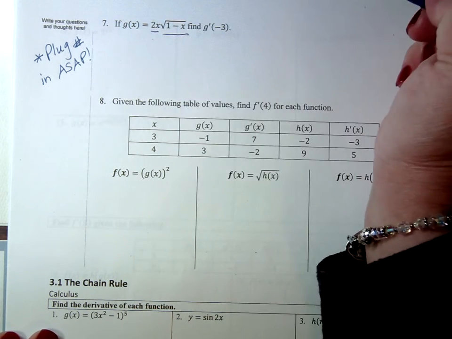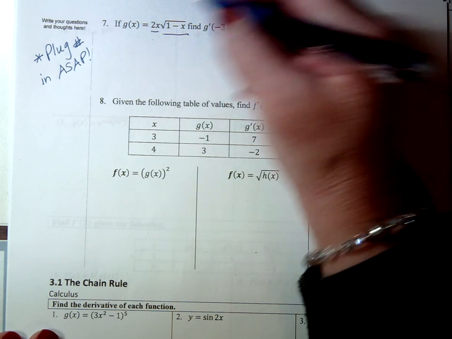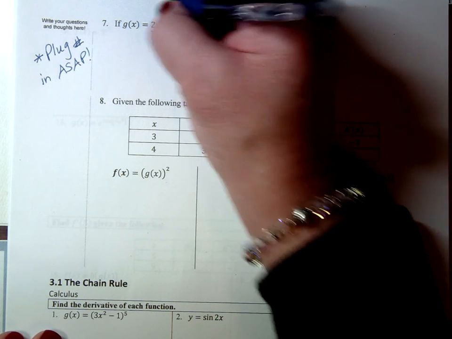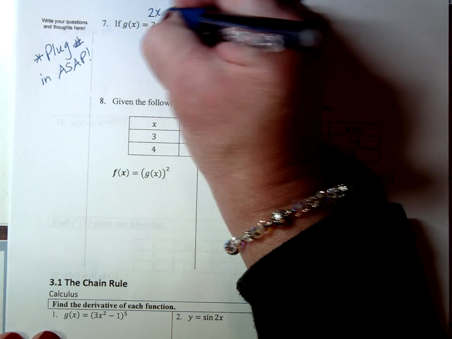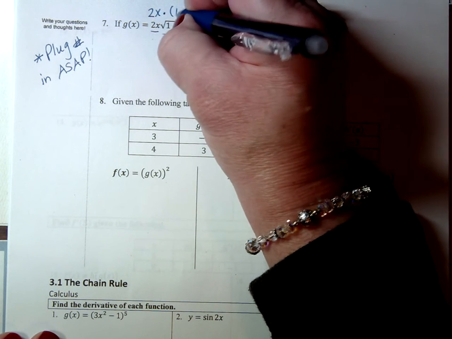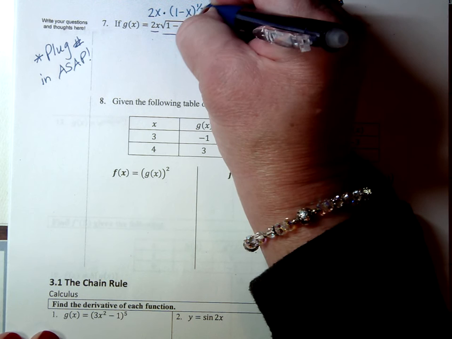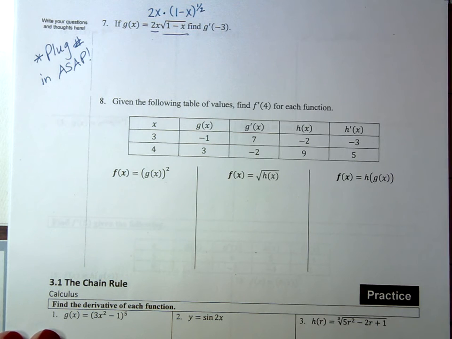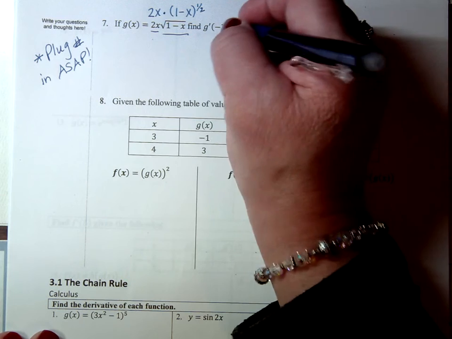This one I see I have 2 pieces, right? They're being multiplied together. So my predominant rule is the product rule. And really to do this, it's going to be 2x, and then my other grouping here is going to be 1 minus x to the 1/2 power. All right, so I'm going to do the product rule first. I can't plug this in until I get the derivative.